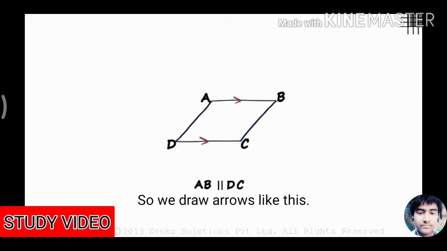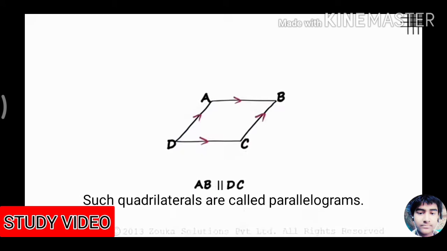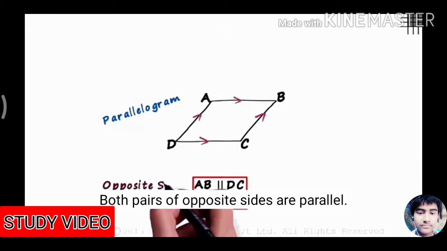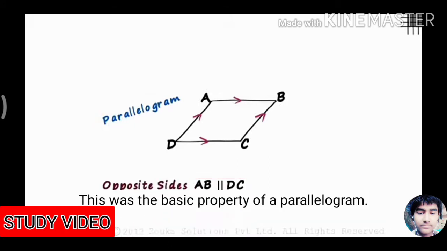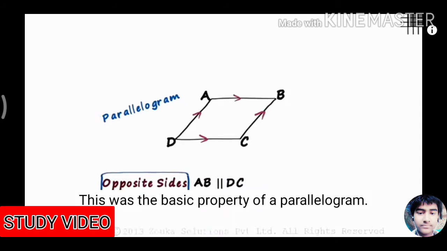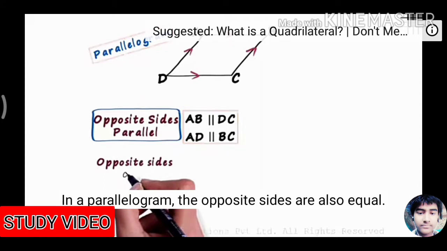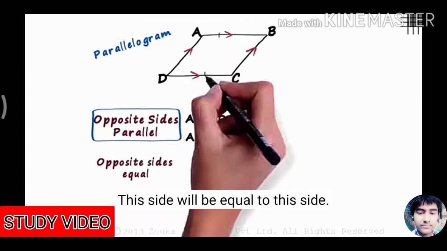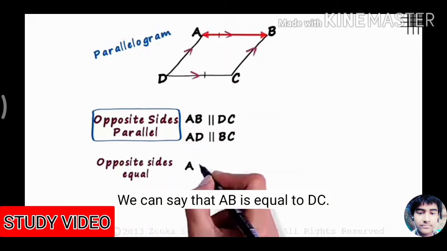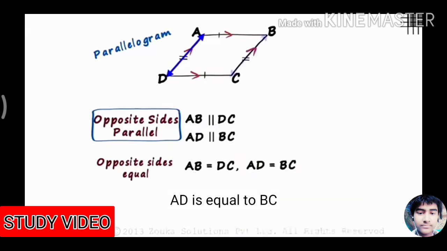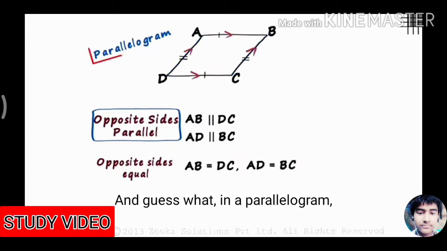Sometimes the non-parallel sides are equal. The quadrilateral would look something like this. AB is parallel to CD and AD is equal to BC. These two sides are equal and non-parallel. Such a trapezium is called an isosceles trapezium. So remember, a trapezium will have one pair of parallel sides and the other pair will be non-parallel. And if the non-parallel sides are equal, then it's called an isosceles trapezium.